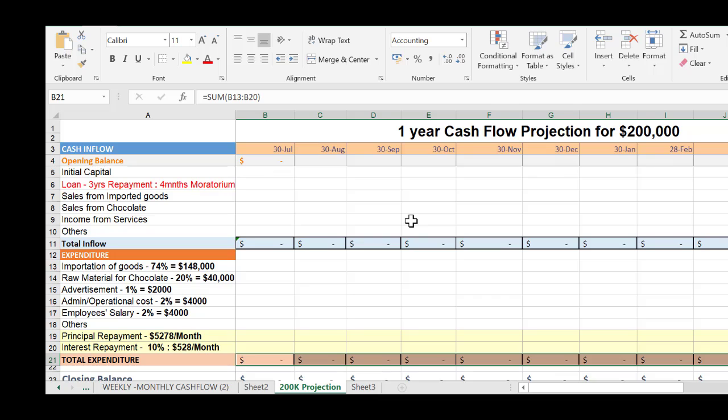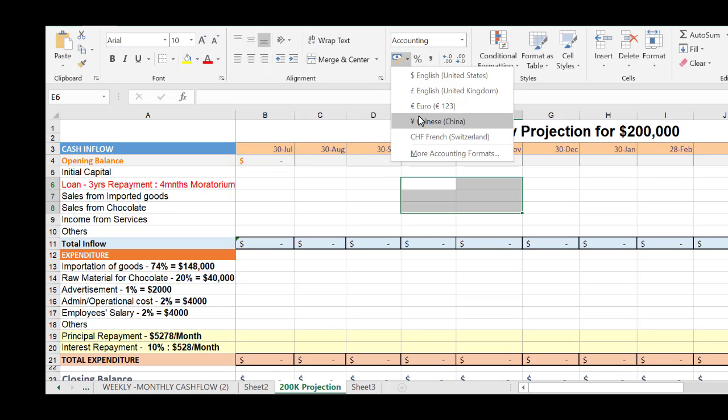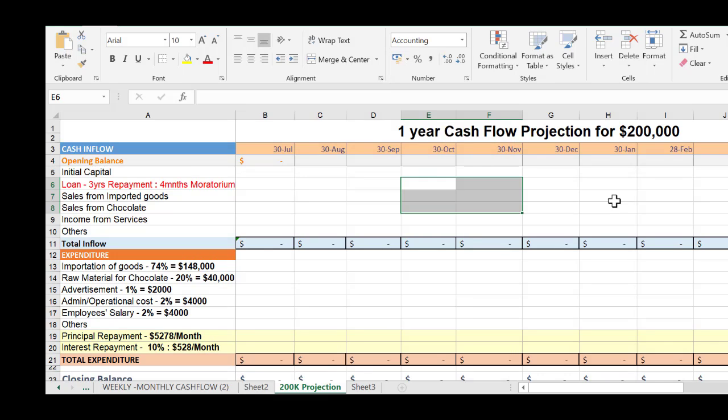So naturally you understand with me that I believe we all know how to add the dollar sign and all the rest, but if you don't, I'm gonna quickly just show you. Just highlight a portion and just put the dollar sign or euro or whatever sign you want, and that's it. Alright, so my initial balance, opening balance is zero.